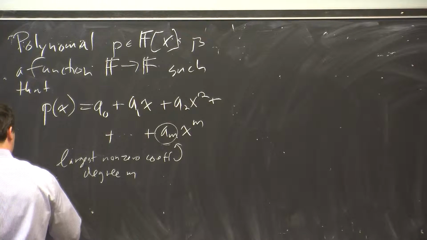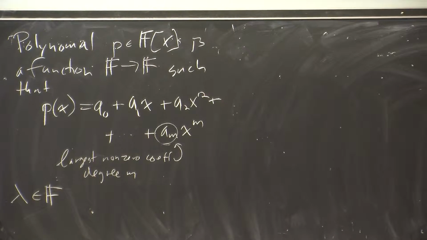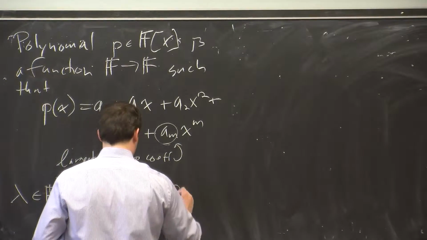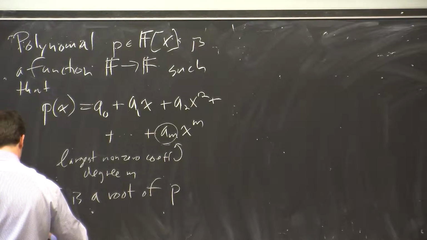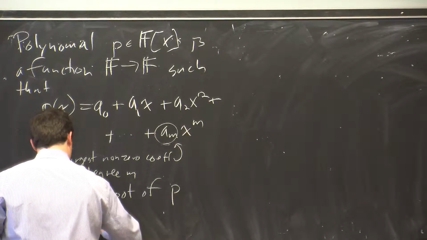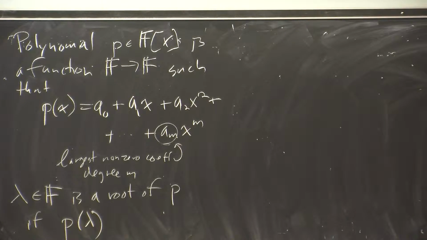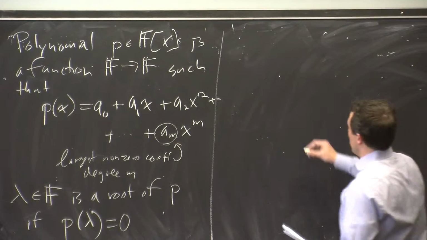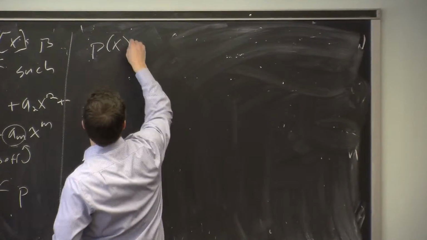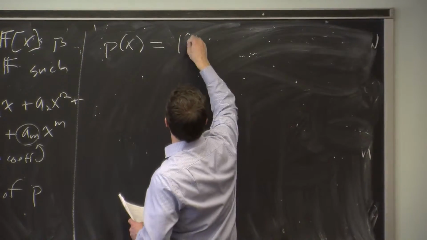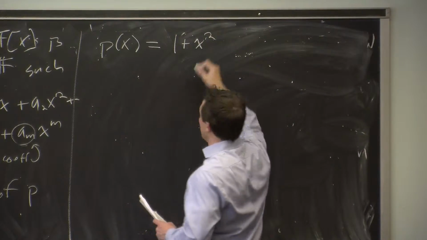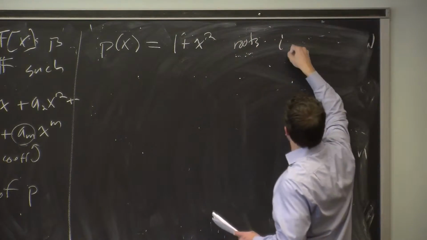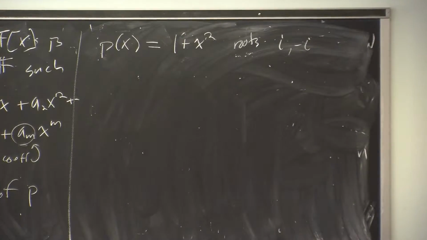We say that some field element lambda is a root of a polynomial p if, by definition, p of lambda is equal to 0. Remember that we're working over different fields here. We're thinking about the complex field, complex numbers. I could set p of x equal to 1 plus x squared, and its roots would be i and minus i, where i is the square root of negative 1.